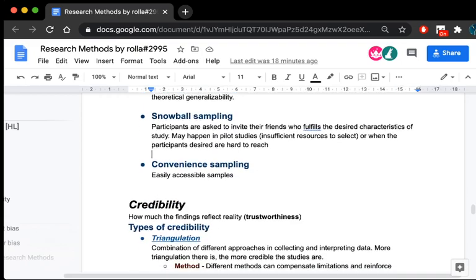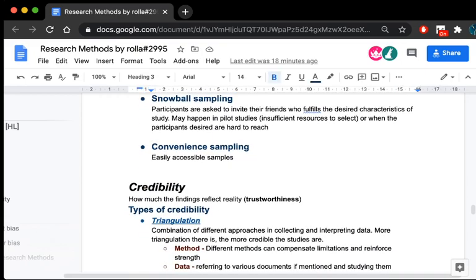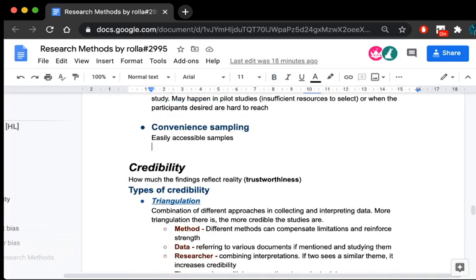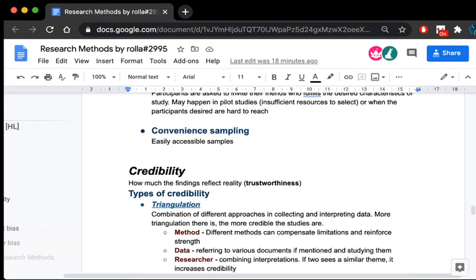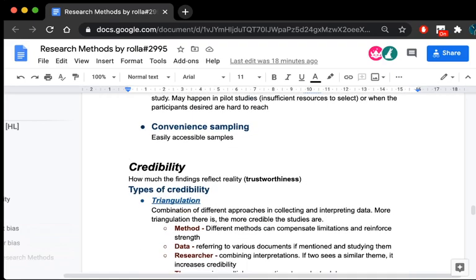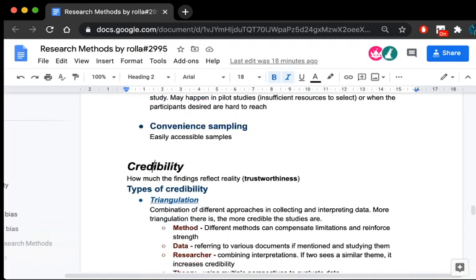And then there's also convenience sampling, which is using easily accessible subjects like white college freshmen or rats. Yeah, okay, maybe not rats, but yeah, you get what I mean.